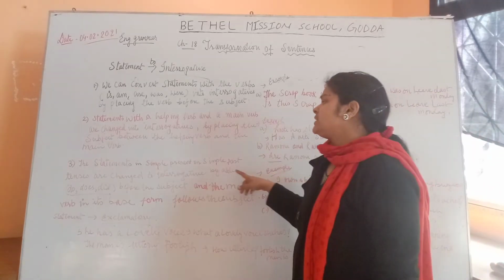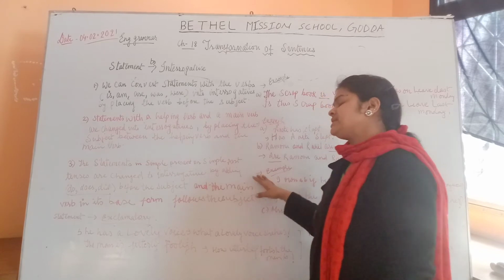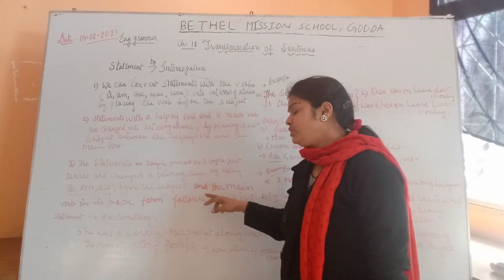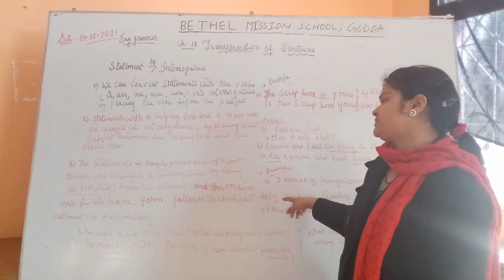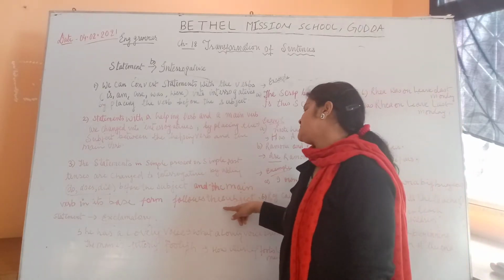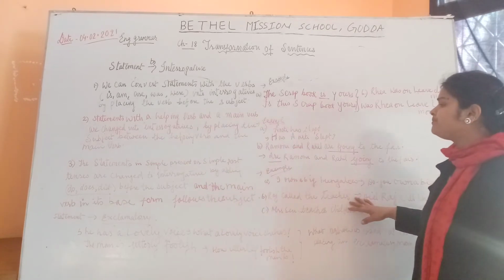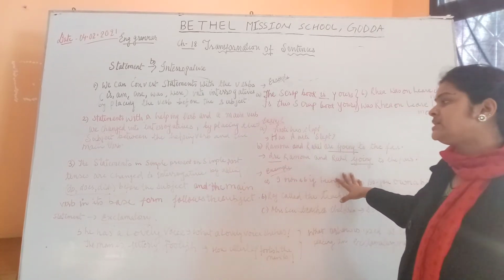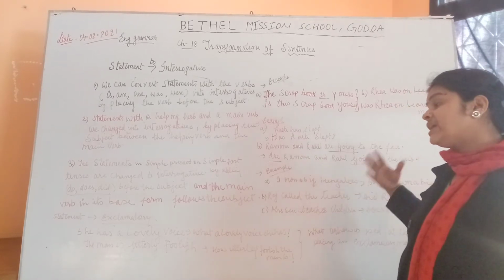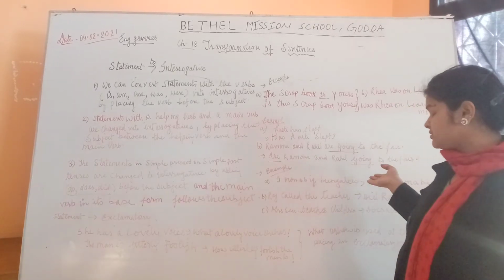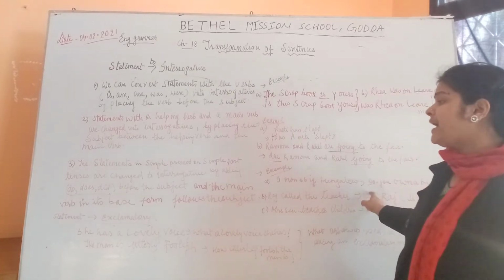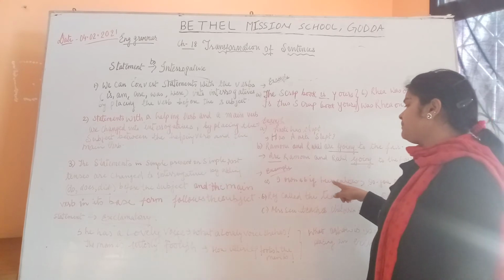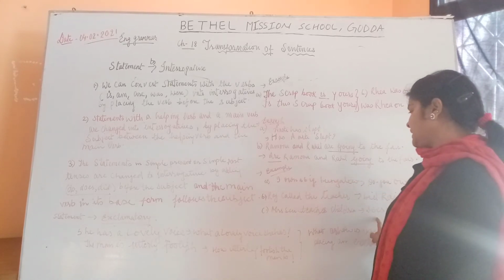Now number 3: statements in the simple present or simple past tense are changed into interrogative by adding do, does or did before the subject, and the main verb in its base form follows the subject. That means we convert statements written in the simple present or simple past form into interrogative, that is, we ask the question using do, did or does.